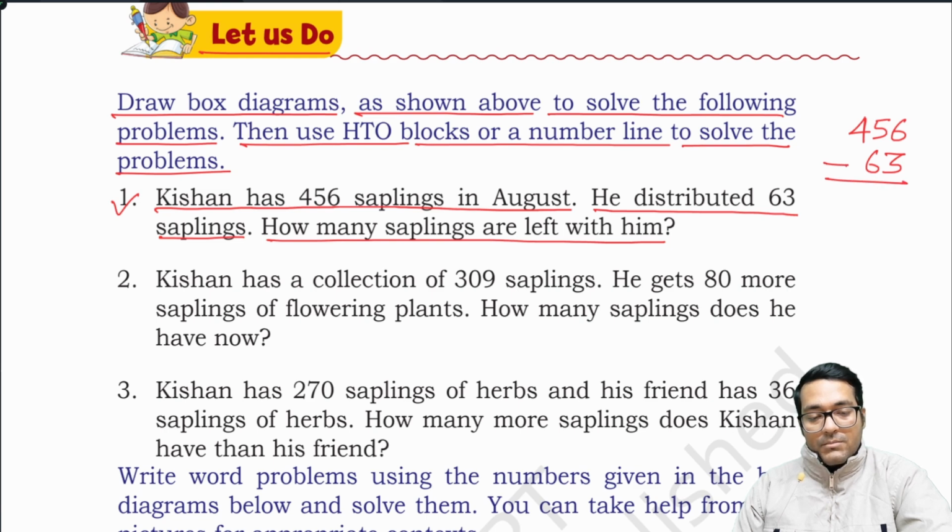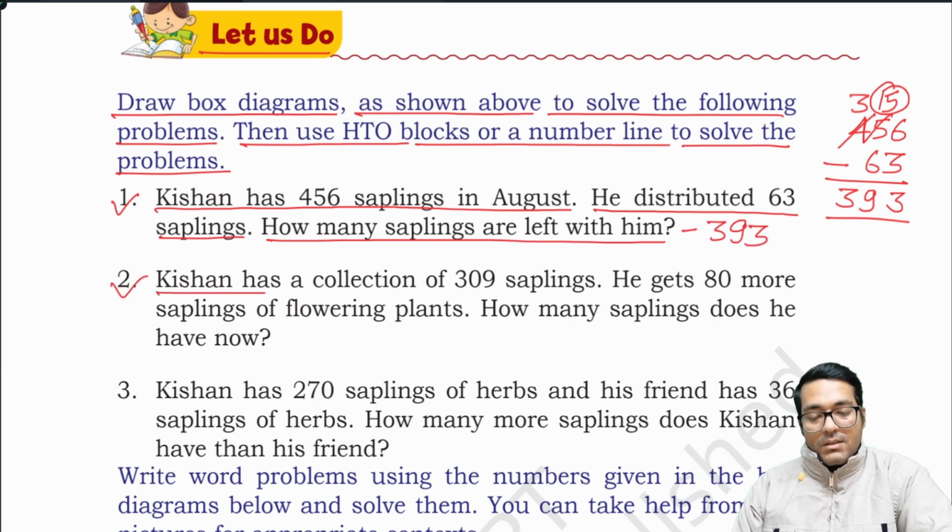3 subtracted from 6 will give you 3 ones. Since you can't subtract 6 tens from 5 tens, 100 from 400 is taken out and 5 tens become 15 tens. 15 minus 6 is 9. 3 remains there. The answer is 393.